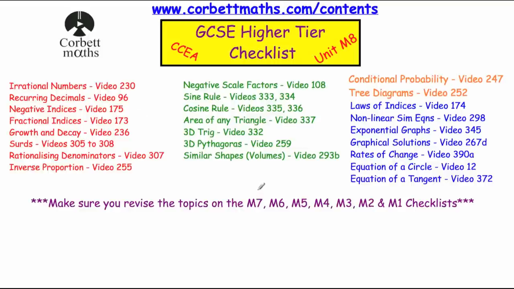Also, really make sure you're confident with the M7, M6 and M5 material. And also just recap your M4, M3, M2 and M1 material just to make sure you're confident with those. In the description below, you'll find the videos to each of these. The revision checklist for each of these can be found in Corbettmaths as well. This revision checklist is going to be really useful for you, so print it out, stick it on your wall, bring it on the bus to school with you, make sure you know it, and if you need any help in any of these topics as you go through M8, these video numbers will help you.